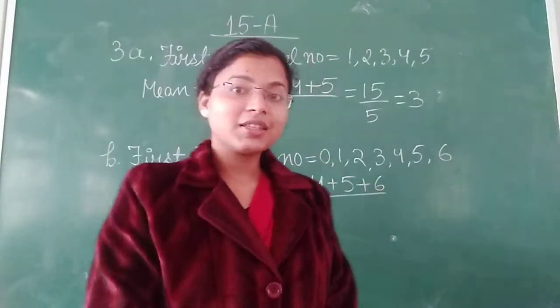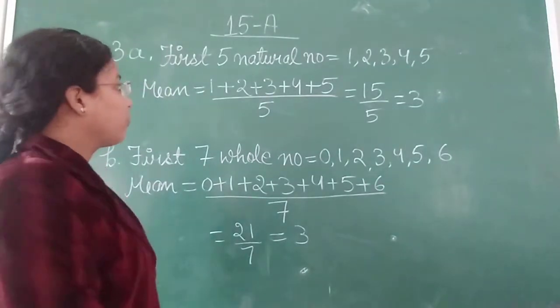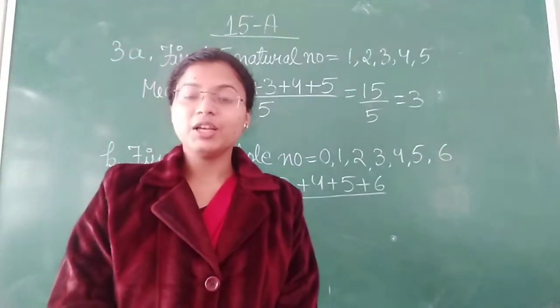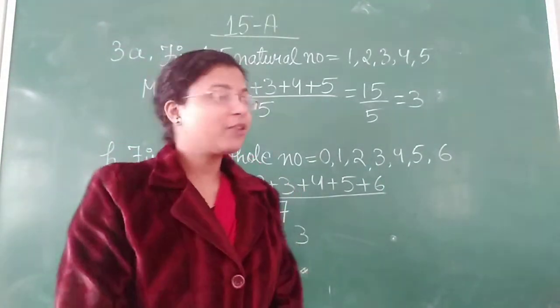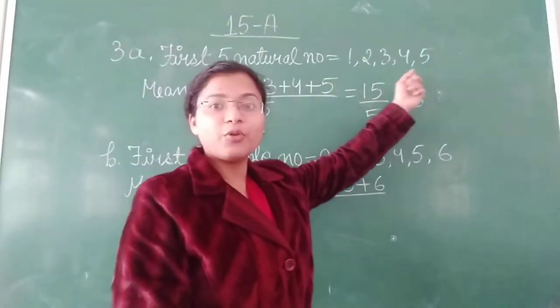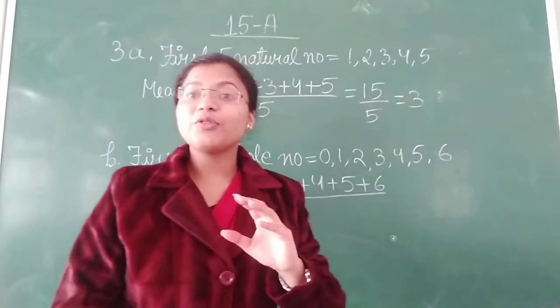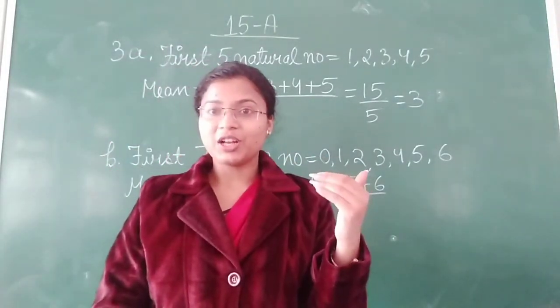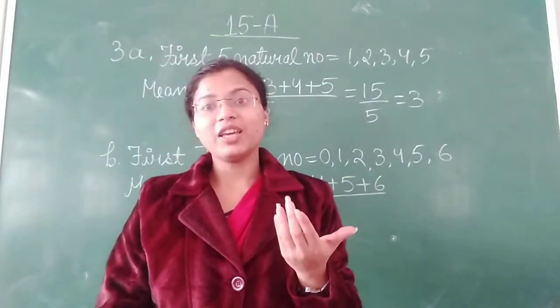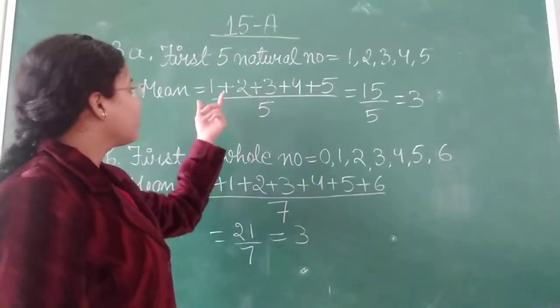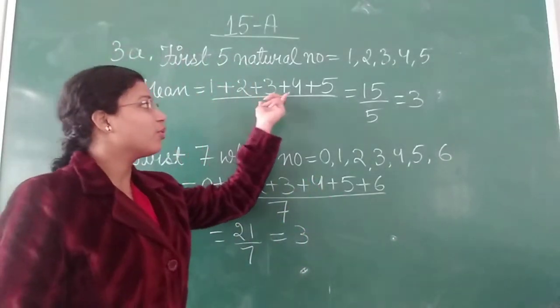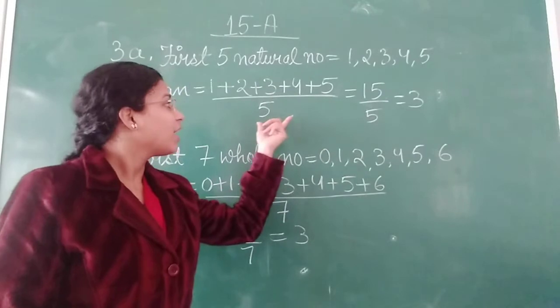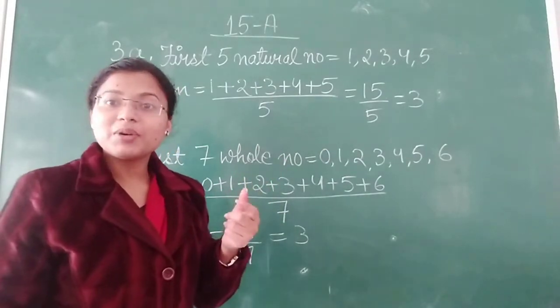So it is asking you to find out the mean of the first 5 natural numbers. So your 5 natural numbers will be 1, 2, 3, 4 and 5. Now you have to find out the mean, which means sum of the observations upon the total number of observations. Sum of the observations means first you have to add them, and upon the total numbers you are having.